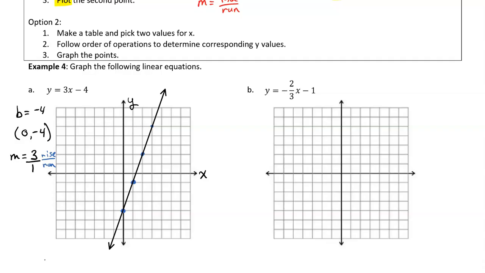So a really nice method of graphing these linear equations if it's already in that y equals mx plus b form. Let's try the next one, B. And maybe now let's look at the second option for graphing linear equations.